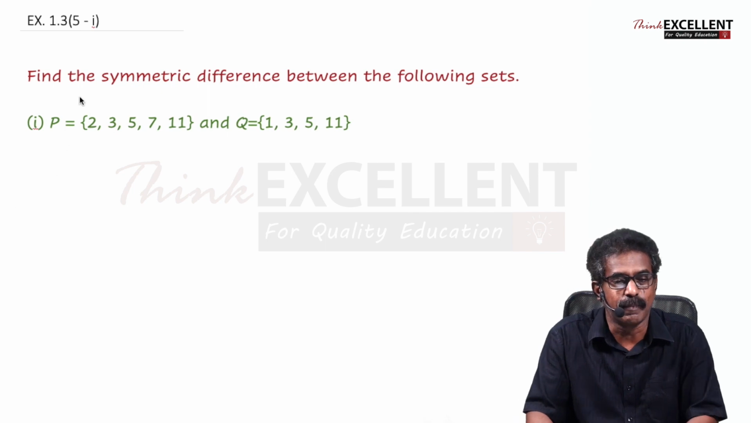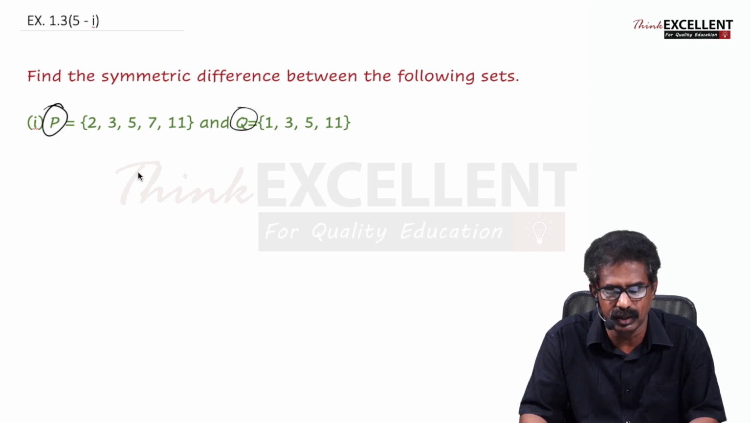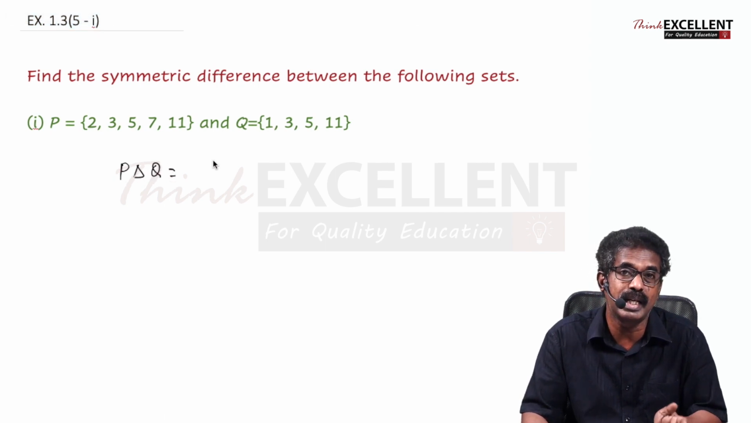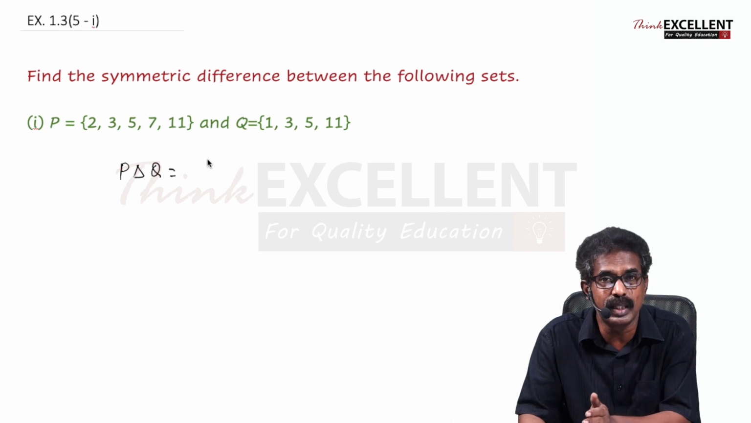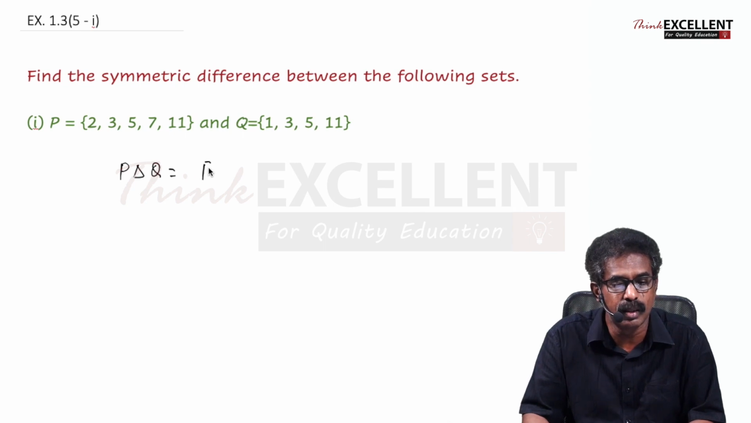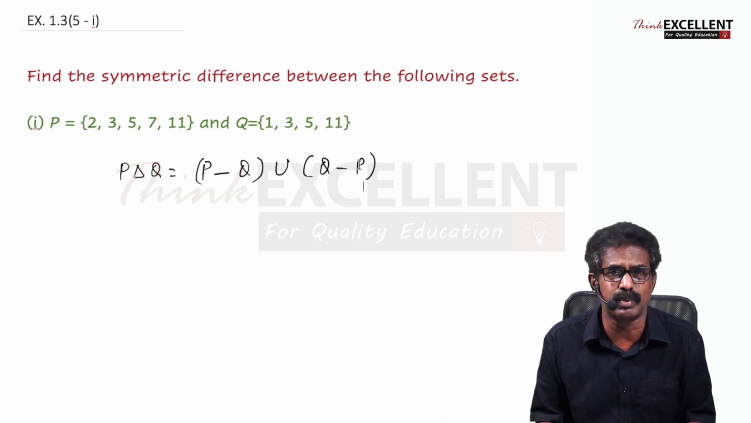Let us see. Find the symmetric difference between the following sets. So we want to find A delta B, but here it is not A. Instead of A, what do you have? P and Q, whatever it is. So we change the letter, right? So P delta Q. What's the formula for A delta B? A minus B union B minus A. So here P minus Q union Q minus P, right? Instead of A and B, we have P and Q. Sometimes they give M and N, whatever they give, this is the formula you try.